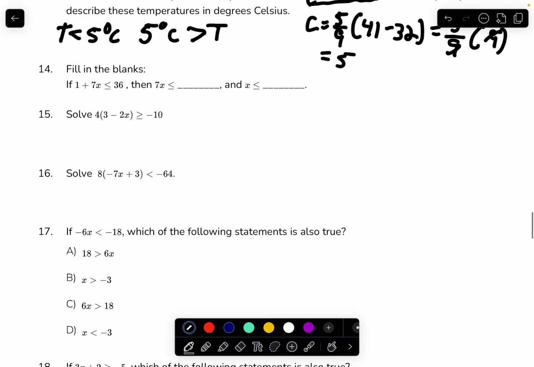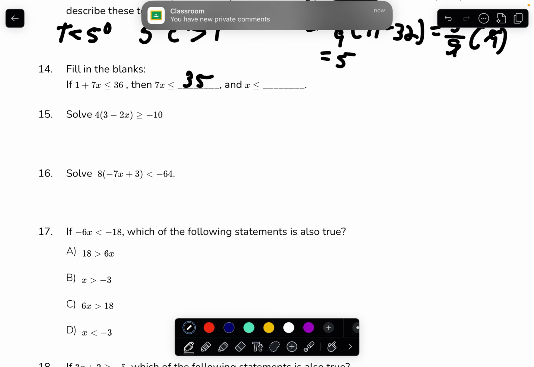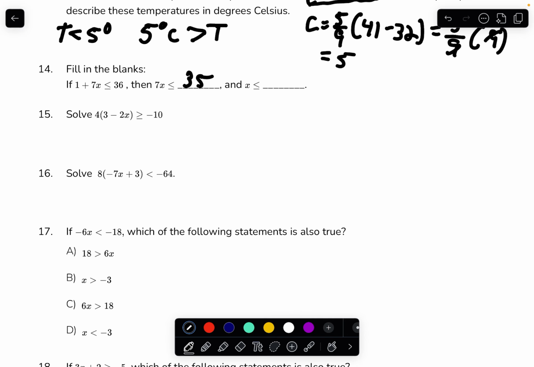Now, fill in the blanks. If 1 plus 7x is less than or equal to 36, then 7x, subtracting 1 from both sides, is less than or equal to 35. This is a way of writing out all your steps. And x then must be less than or equal to 5.